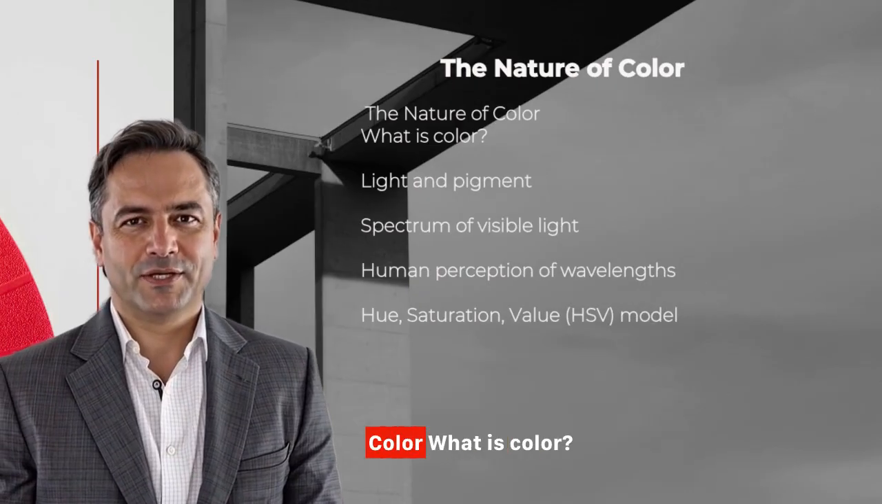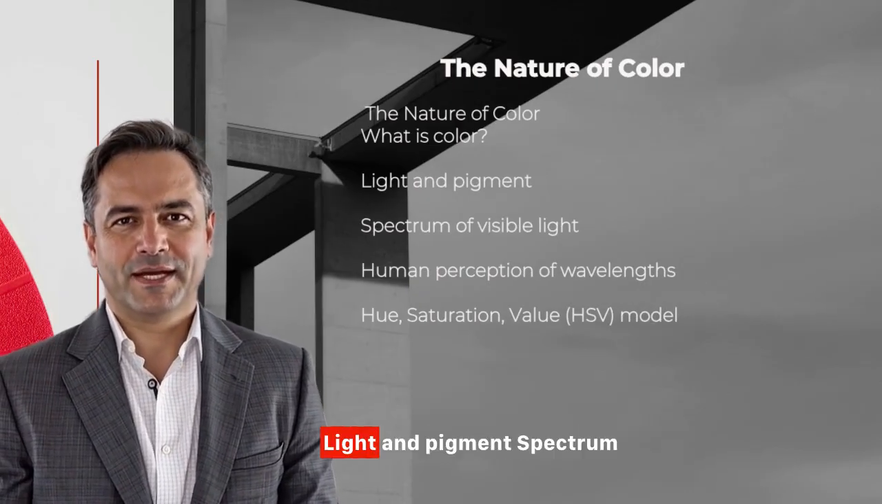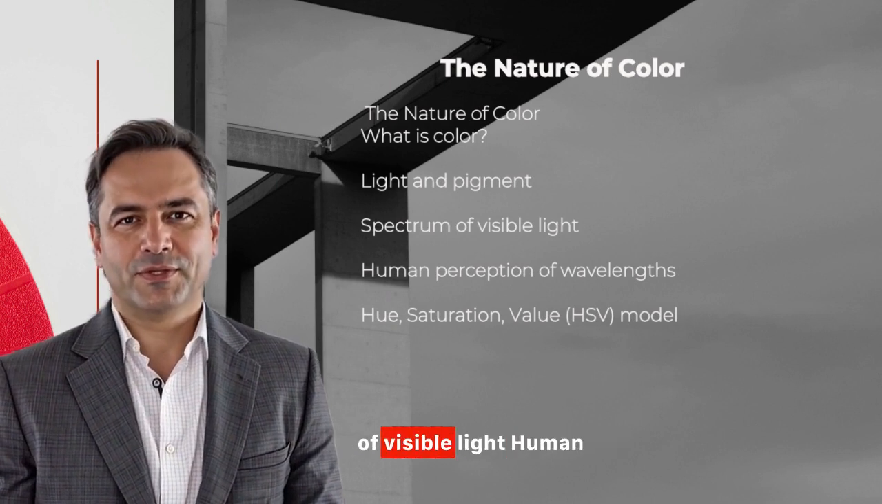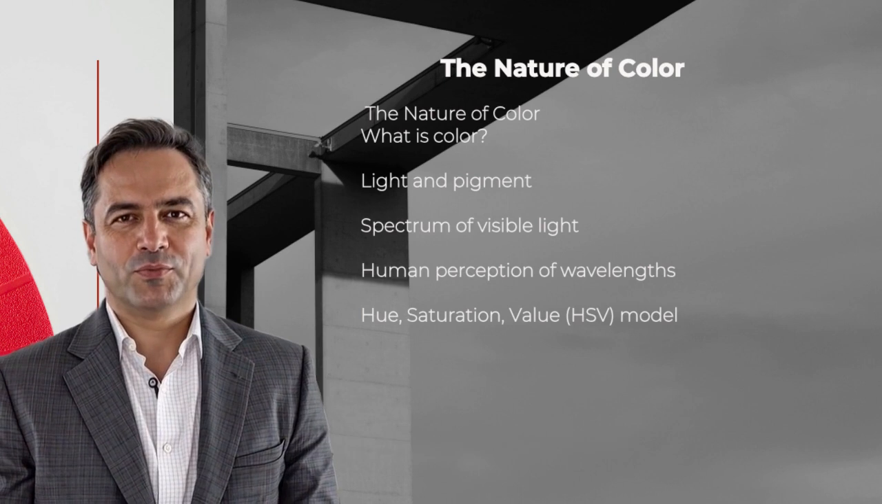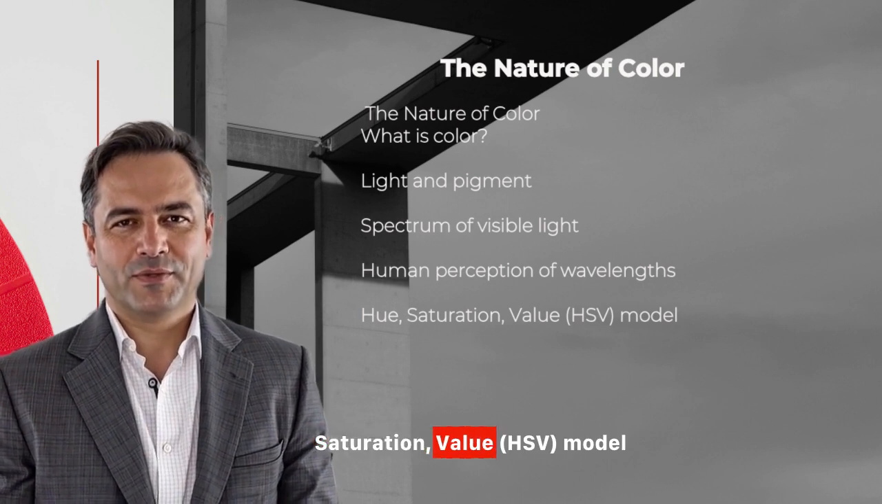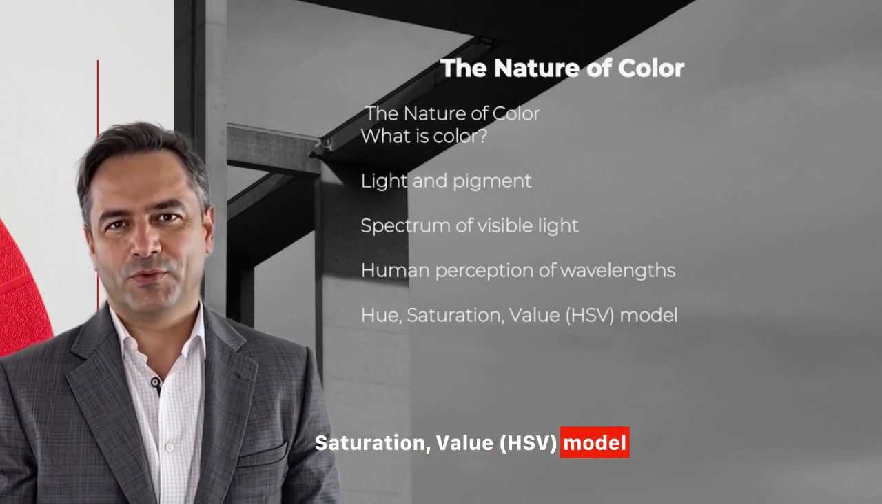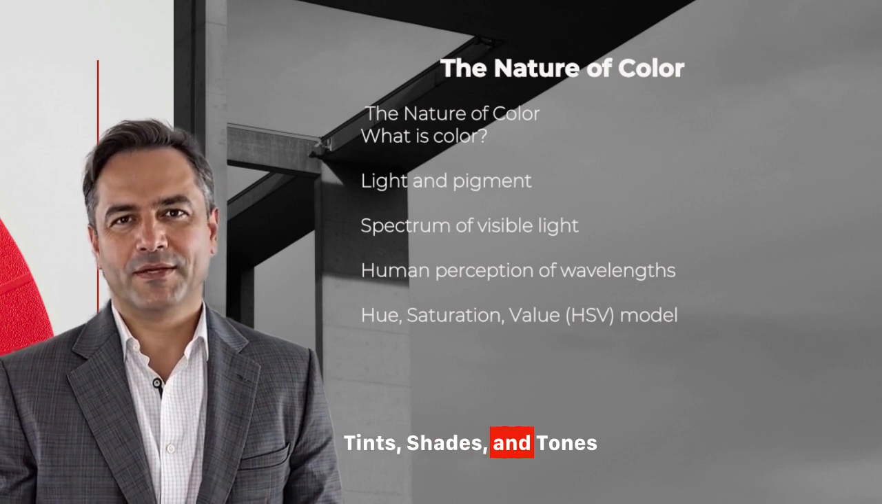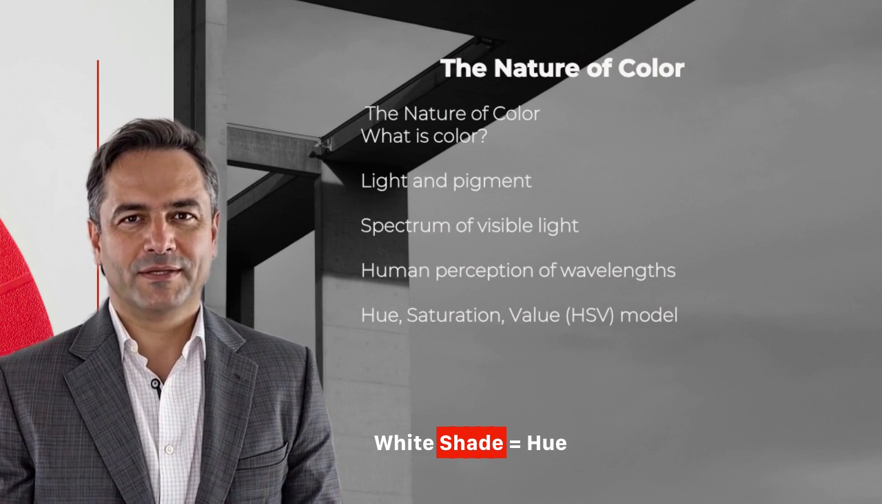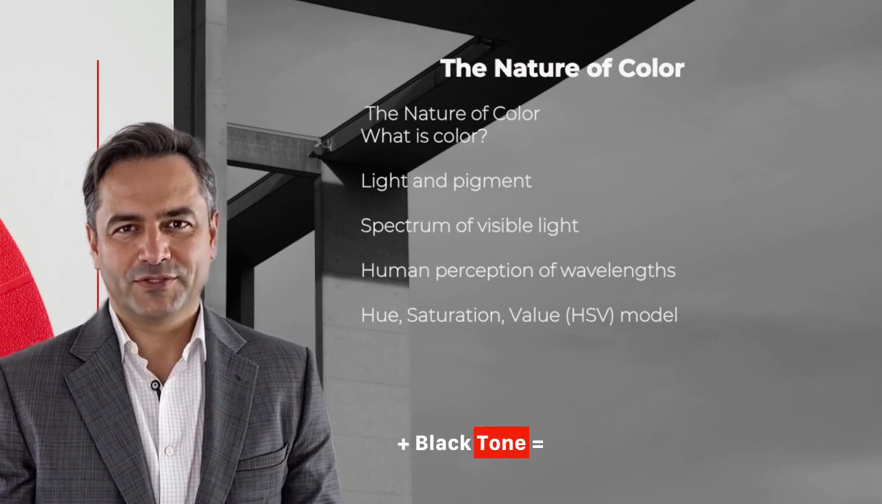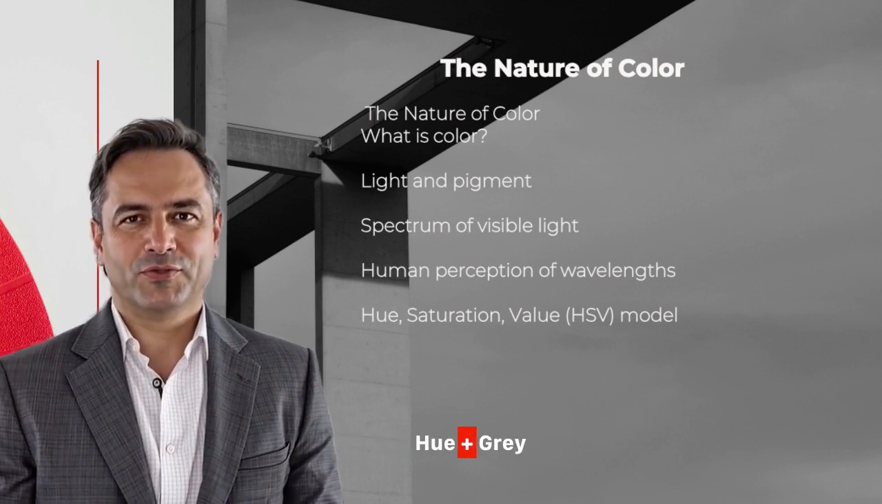1. The nature of color. What is color? Light and pigment, spectrum of visible light. Human perception of wavelengths. Hue, saturation, value, HSV model, tints, shades, and tones. Tint equals hue plus white, shade equals hue plus black, tone equals hue plus gray.